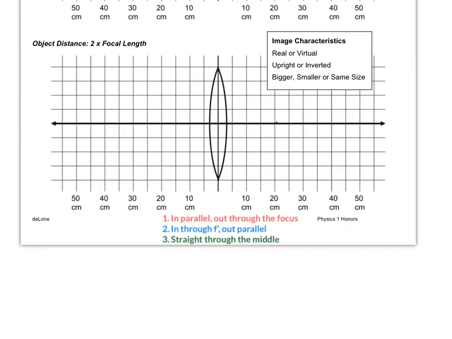Moving on to our next one, same setup here. We're going to label F and F prime over here, and now the object is going to be at a distance of 2 times the focal length. And so we're going to draw it here at 40 centimeters, and once again we're going to make it 2 blocks tall. We'll draw our 3 rays here, starting with that first ray, which goes in parallel and then out through the focus. Our second ray goes in through F prime and then out parallel, and our third ray goes directly through the center. And so what we should see is we end up getting our image right here.